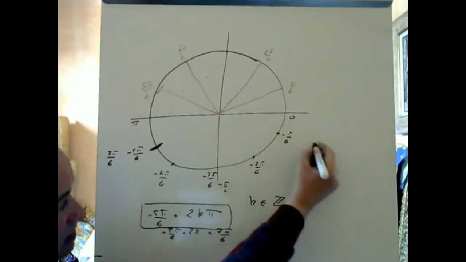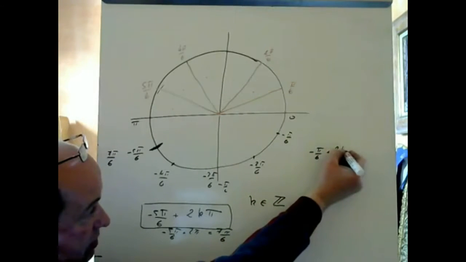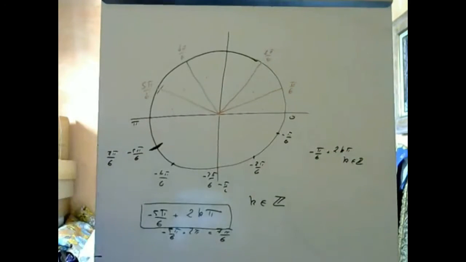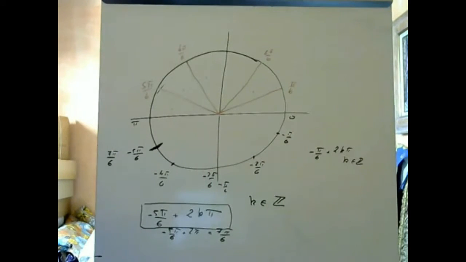And so if I wanted to determine all the angles on the point minus pi over 6, I would write minus pi over 6 plus 2k pi, with k belonging to Z. And to calculate them, I would give k different values, whole numbers, negative or positive, such as minus 2, plus 3, plus 4, minus 5, minus 6, etc.